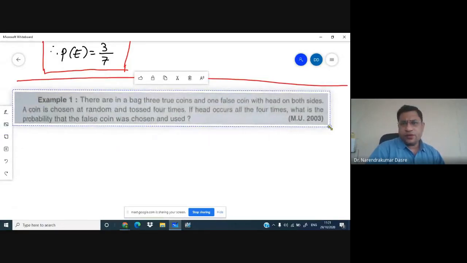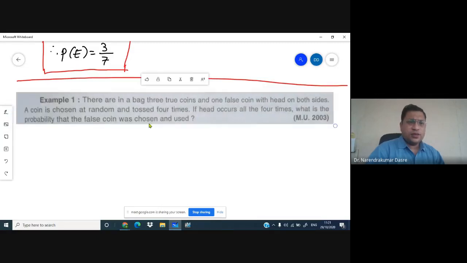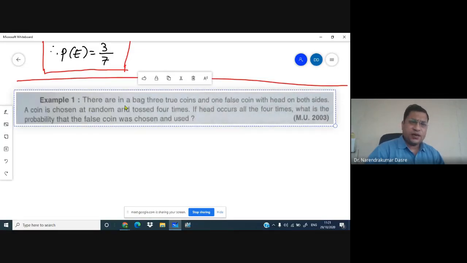So here we have the example. There are three true coins in a bag and one false coin. True coins means one side is head and the other side is tail. So that is a true coin. And what is a false coin? The coin with heads on both sides. So that is the false coin.